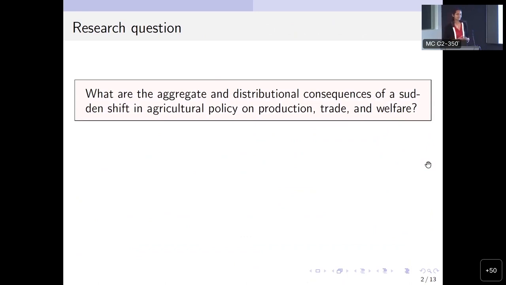As you see, this is a very, very recent policy, so the work I'm going to be showing you is very much work in progress. In fact, this is the first time I'm presenting it, so of course, any feedback is greatly welcome. I'm going to talk about production and trade today, but not welfare.